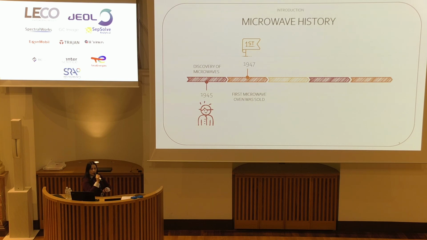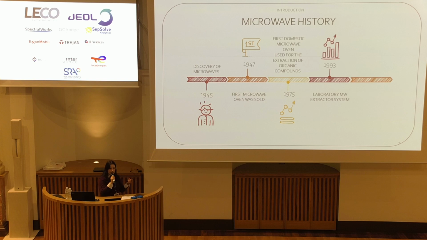Then someone thought, okay, if I can heat my food, I also can heat my reaction. So basically in 1975, the first domestic microwave oven was used for extraction of organic compounds from soil. And then due to the increased interest in this technology, in 1993, more sophisticated instruments started to show up on the market. And today, more and new technology are under development.